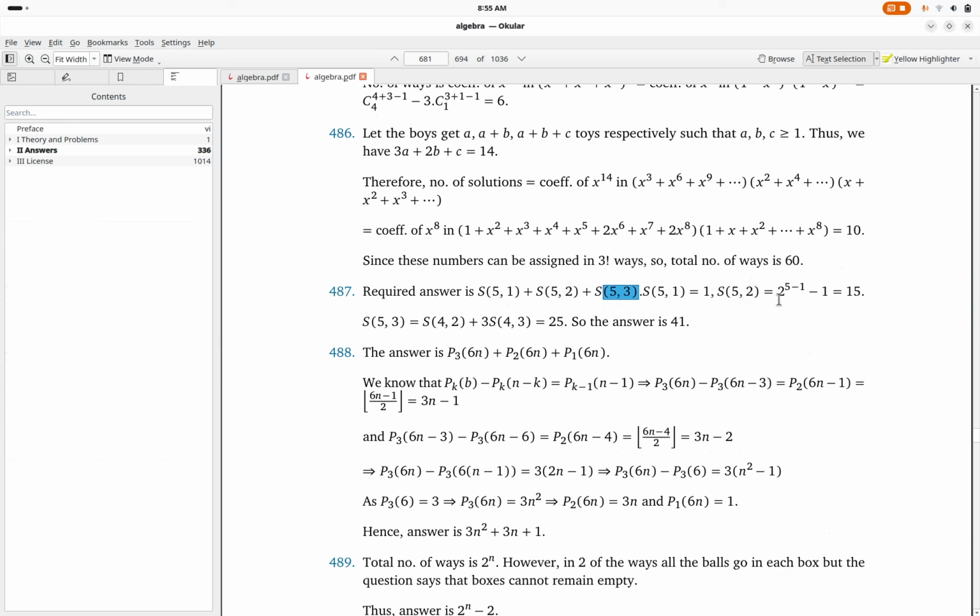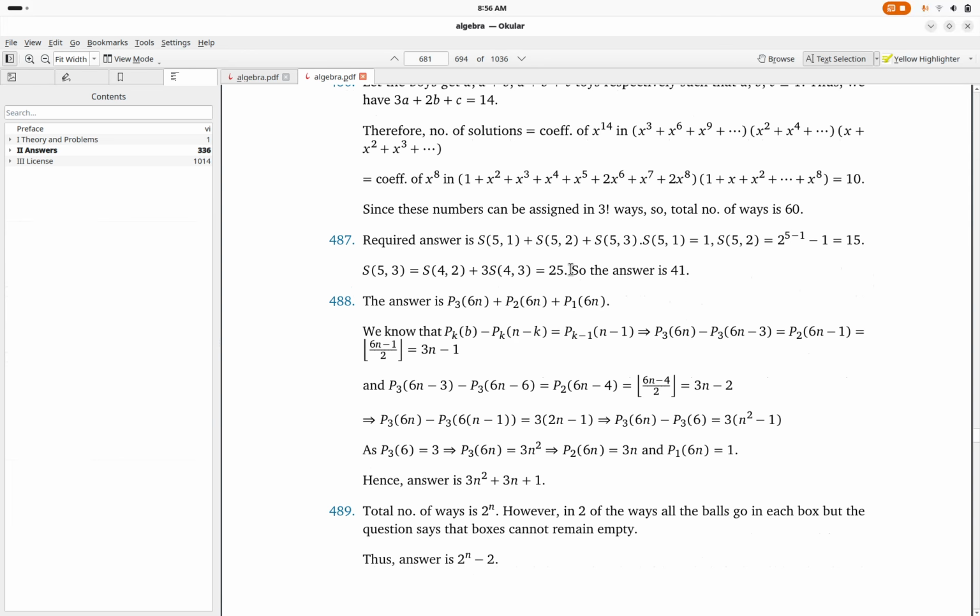S(5,2) is 2 to the power 5 minus 1 minus 1. So that is equal to 15. And S(5,3) is S(4,2) plus 3S(4,3), that is 25. So the answer is 41. Okay, I think I made some mistake. This should be 41. Yeah, that's right. So several combinations are possible, and we have the answer as 41.